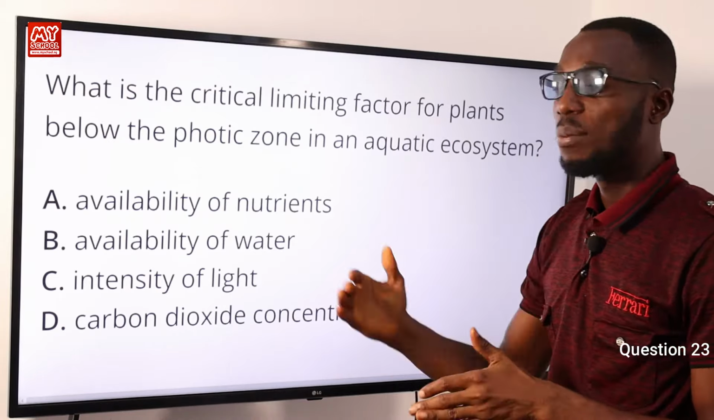So looking at the critical limiting factor for plants, anything below the photic zone, that is the factor of the intensity of light. So that is the critical thing we are looking at in the context of this question. So option C is very correct.